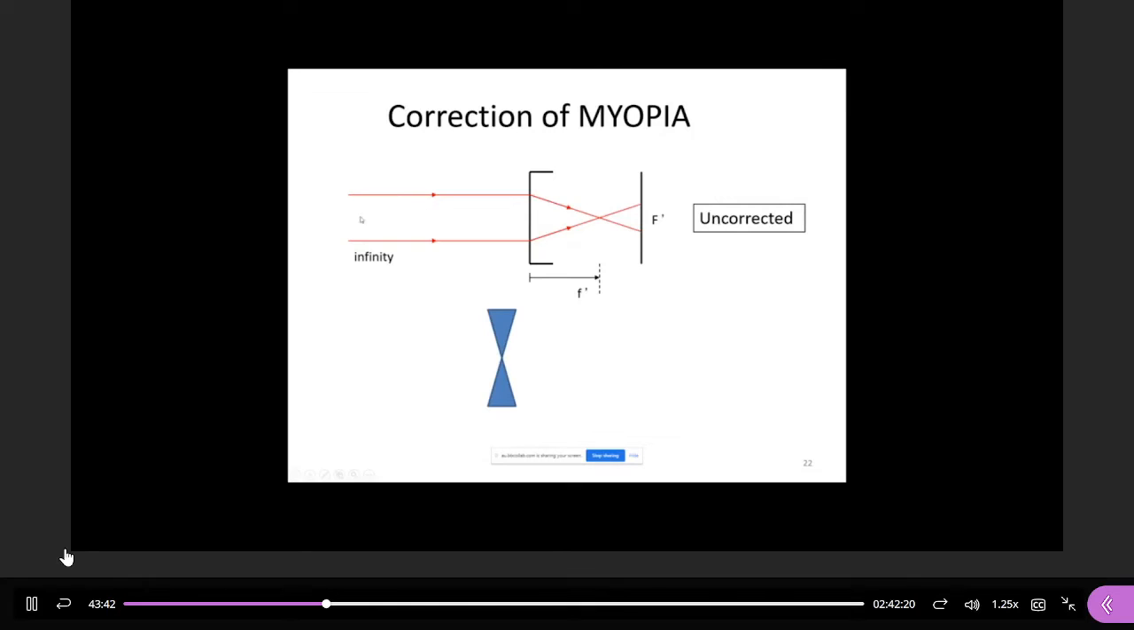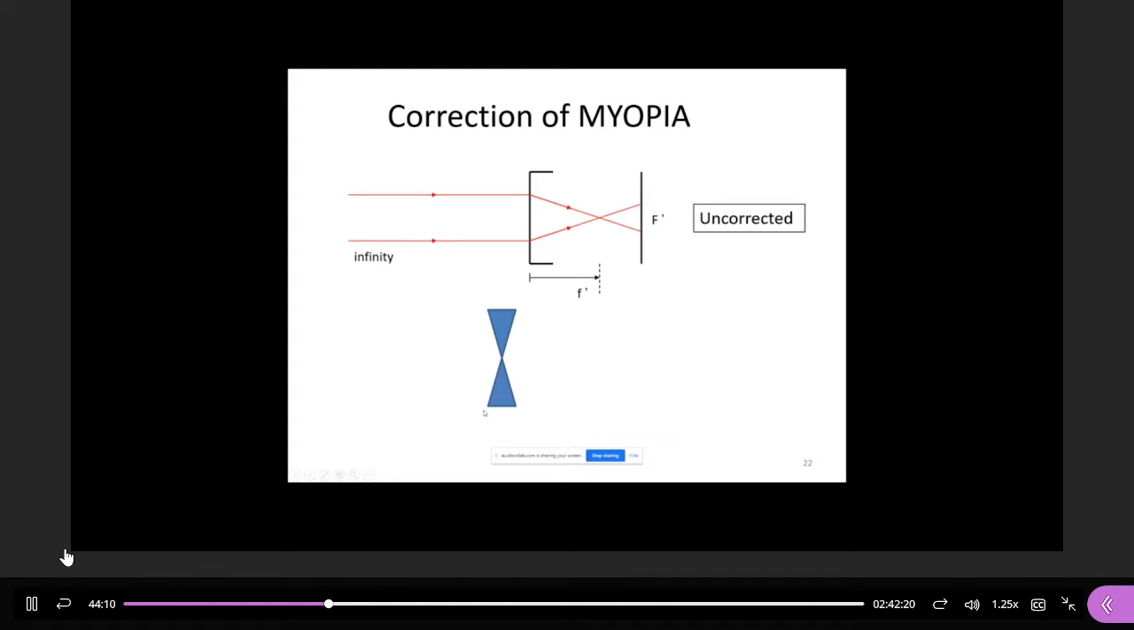In the reduced eye, the light coming from infinity is not focused on the retina. This is uncorrected, so the light is focused in front of the retina. They have a very strong and very short focal plane distance. So how do we refocus this light back onto the retina?